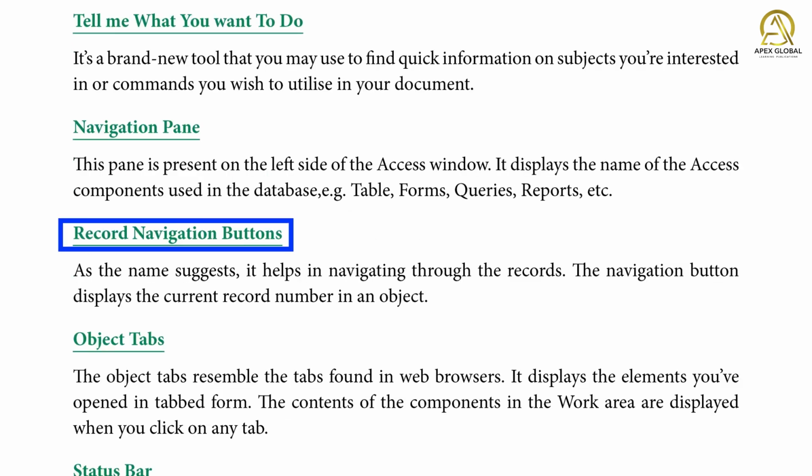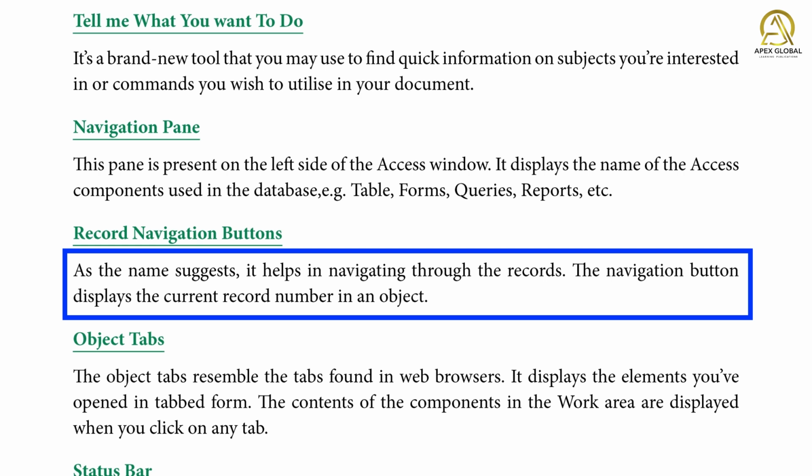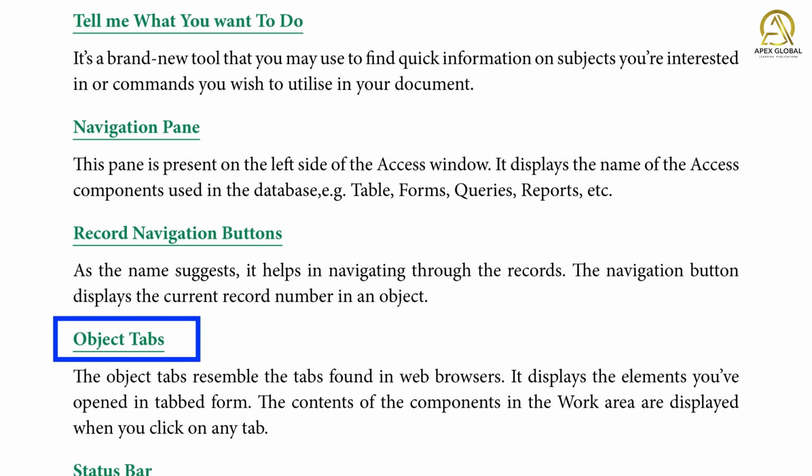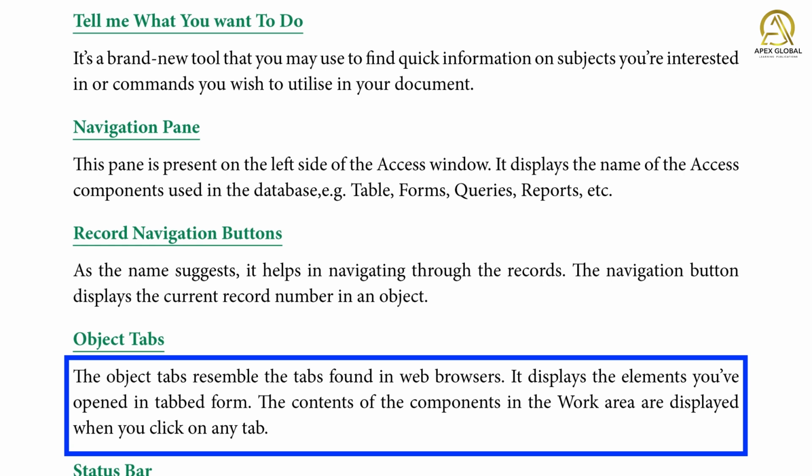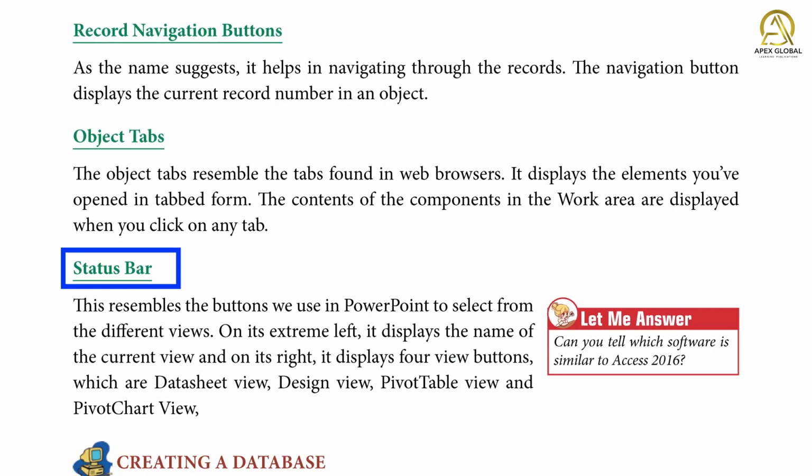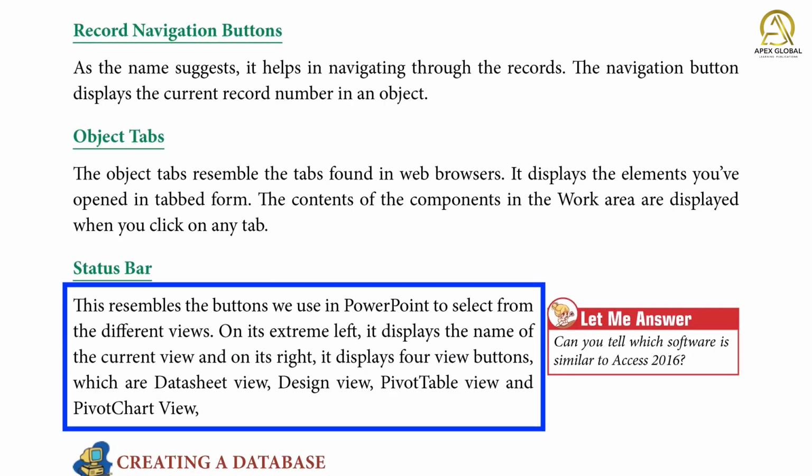Record navigation button. As the name suggests, it helps in navigating through the records. The navigation button displays the current record number in an object. Object tabs. The object tabs resemble the tabs found in web browsers. They display the elements you have opened in tabbed form. The content of the components in the work area is displayed when you click on any tab. Status bar. This resembles the button we use in PowerPoint to select from the different views.